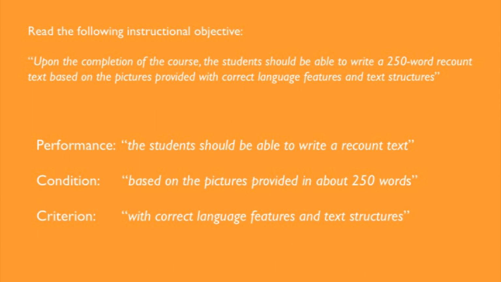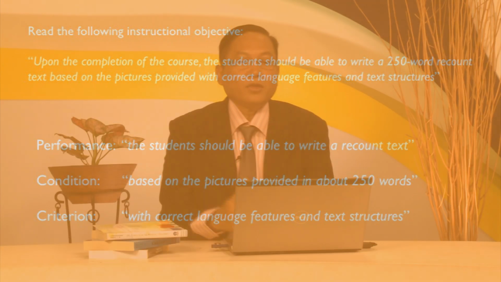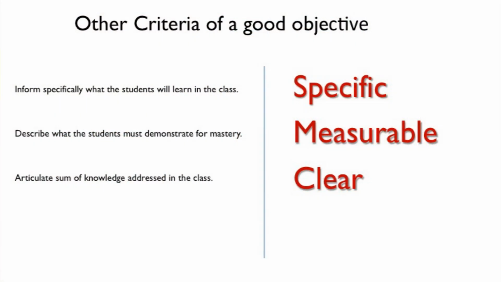The performance is the students should be able to write a recount text. Condition, based on the pictures provided in about 250 words. And the criterion is with correct language features and text structures. So that example proves that the criteria in formulating objectives are there. Other criteria of a good objective is specific, measurable, and clear.